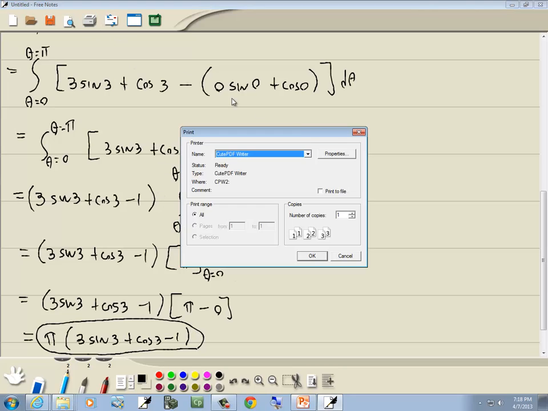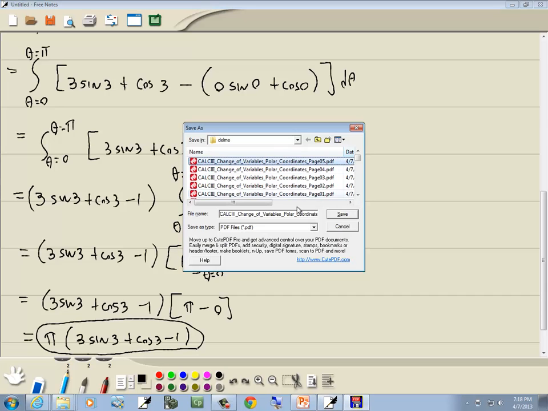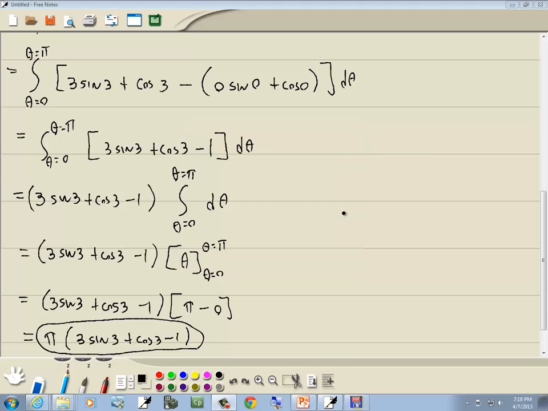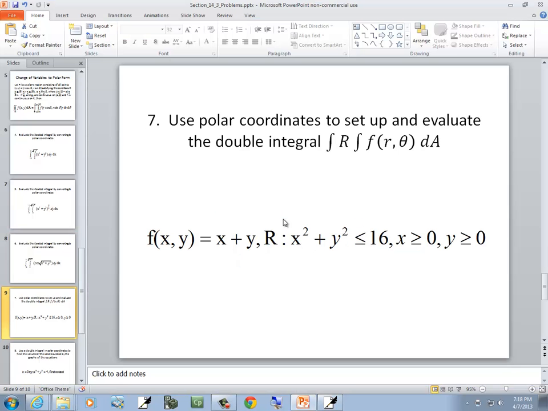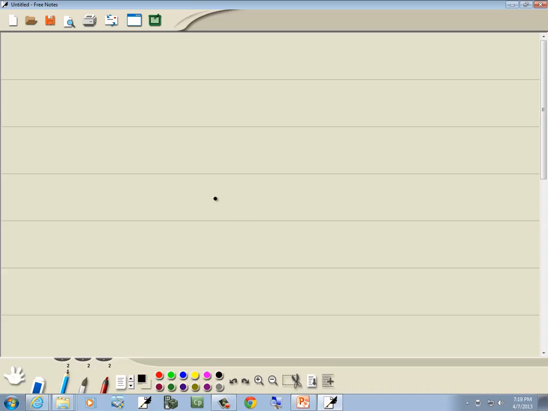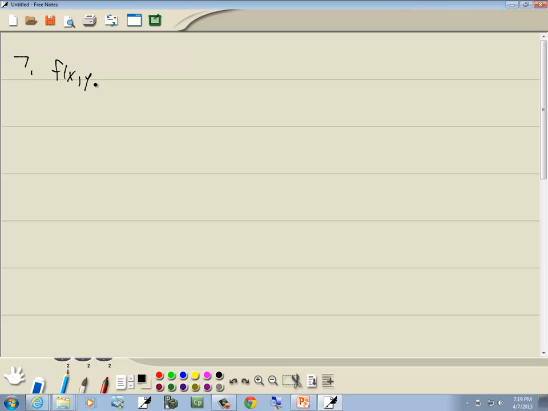Let me go ahead and save that. Okay, now where all this is leading to is, I think I got the wrong instructions there. But we're trying to find the volume. So we've got f of x, y equals x plus y.